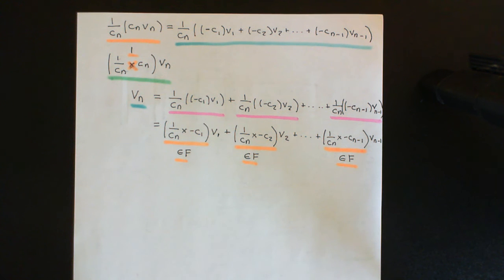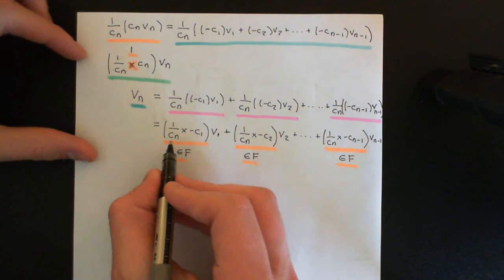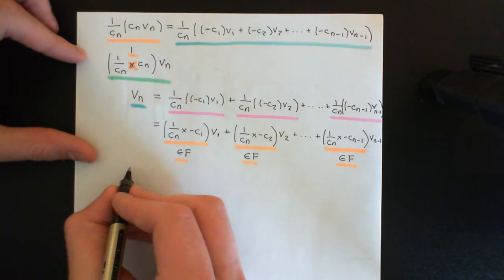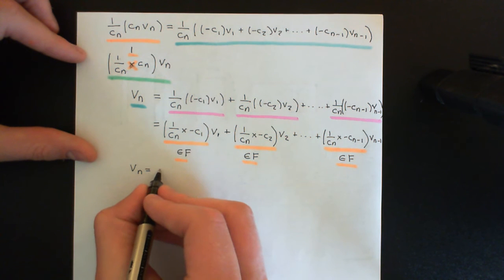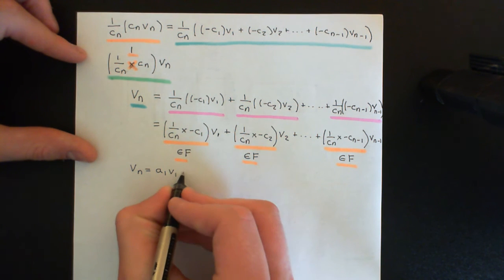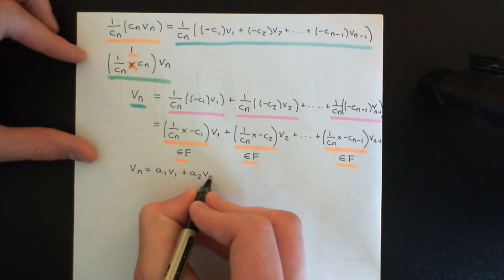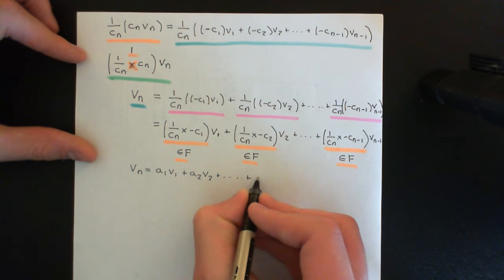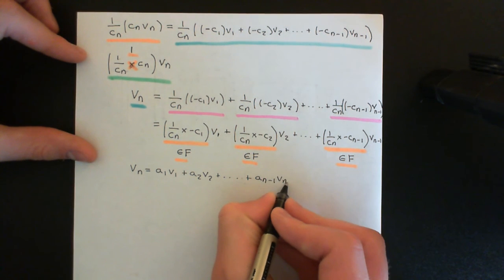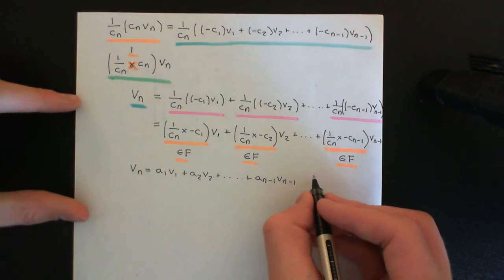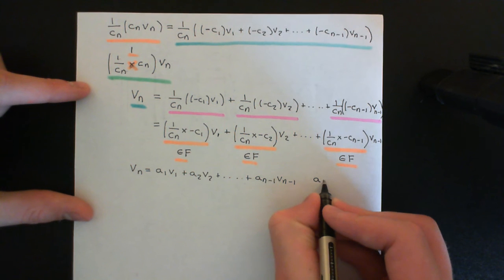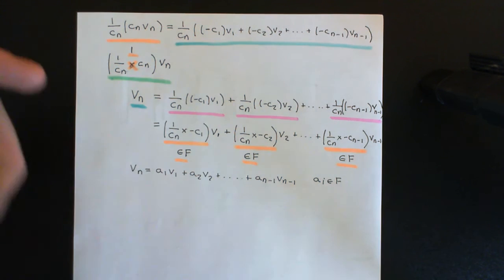So I'm going to change my notation now to make it slightly easier on the writing out, and make it look slightly simpler. So I'm going to rename these coefficients that we've got here. All I'm doing is renaming them. So I'm going to rename them as the a's. So I'm going to write Vn is equal to a1 times v1 plus a2 times v2 plus all the way up to an minus 1 times Vn minus 1. So Vn is written as a linear combination of the vectors v1 to Vn minus 1. So all of these ai's are elements of the field.